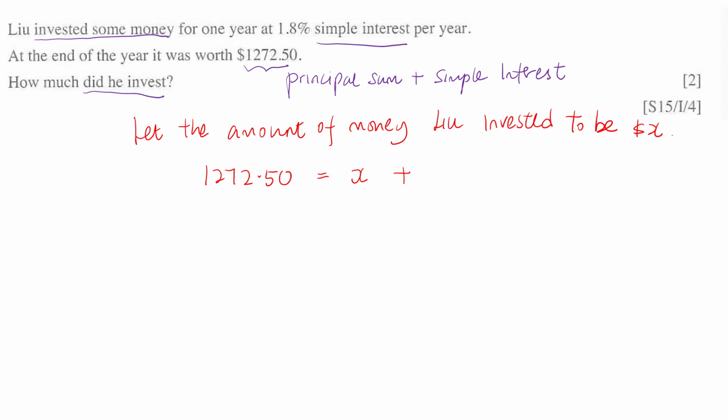And how do we calculate the interest? Yes, the formula is PRT over 100. So P represents X. The rate is 1.8%. Mr. Liu invested for 1 year, so the value for T will be 1, over 100. This is what it means. And we can use the calculator to evaluate this.